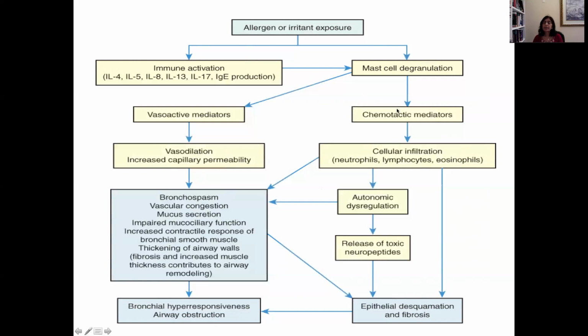Now, the other place here, you have chemotactic mediators, cellular infiltration like the neutrophils, lymphocytes, eosinophils, autonomic dysregulation, now causing all these changes, release of toxic neuropeptides, epithelial desquamation, and fibrosis. Okay, desquamation is the change in the epithelial nature from, let's say, the pseudostratified nature to squamous nature, thin, flat cells instead of tall, cylindrical, columnar cells.